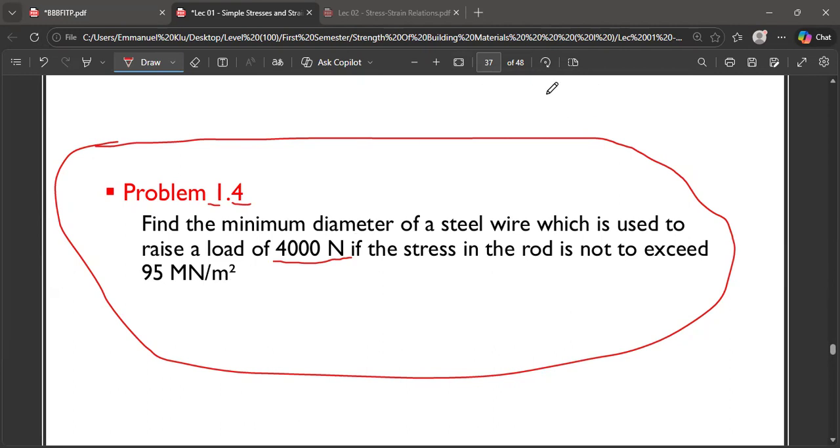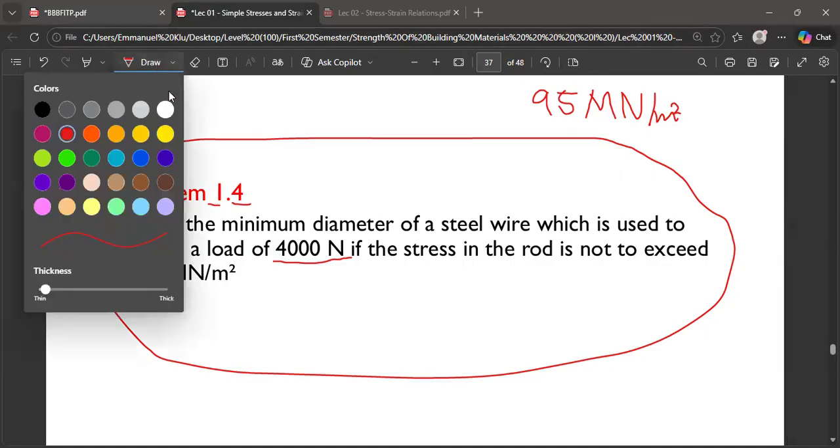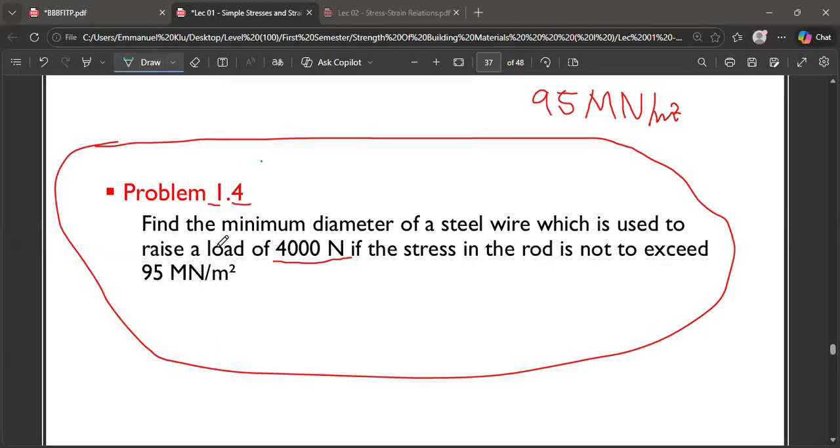You see that they have scared you over here. They said 95 meganewton per meter squared. This time they didn't use the kilo they always used to use. Now they came to use mega. If you don't know the meaning of mega, my brother, you have an idea of how to solve this question, but no matter what you do, you will still get it wrong. You won't get the answer.